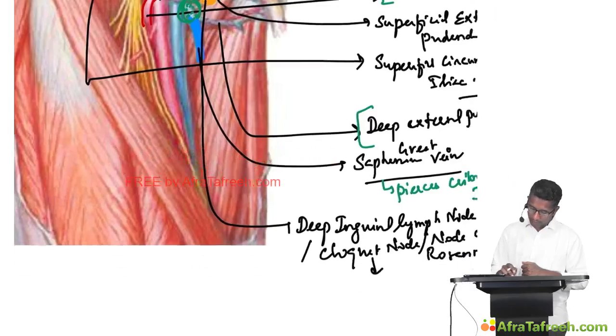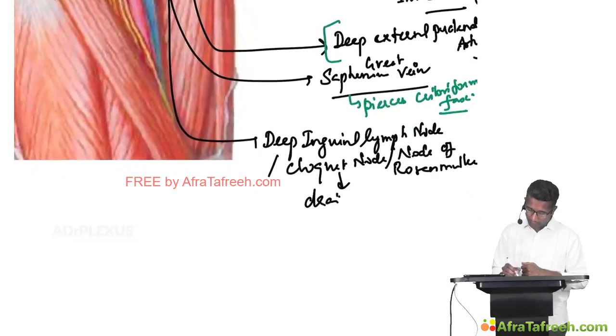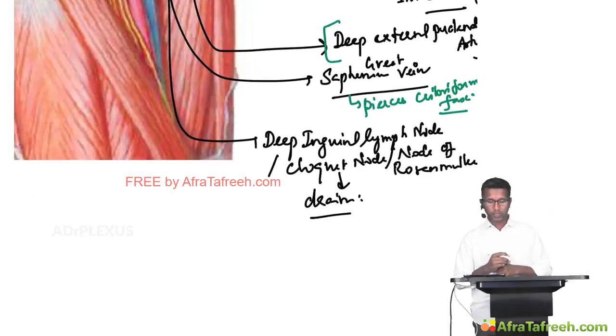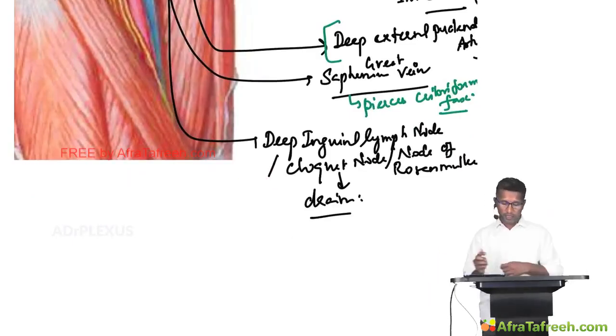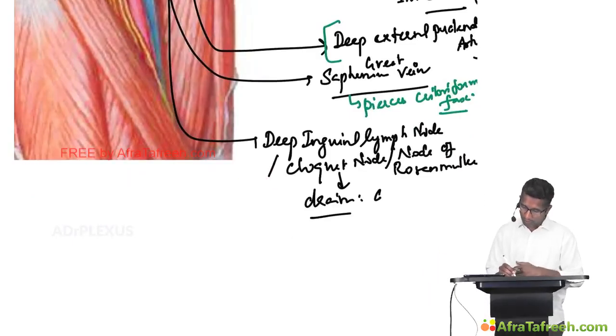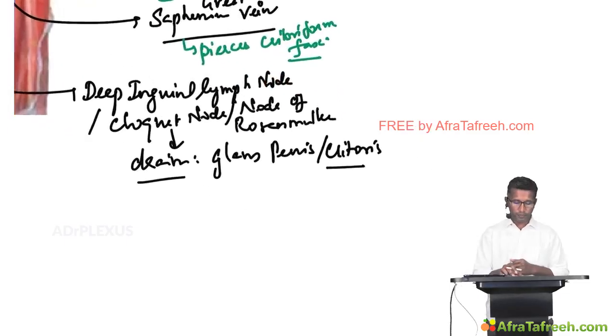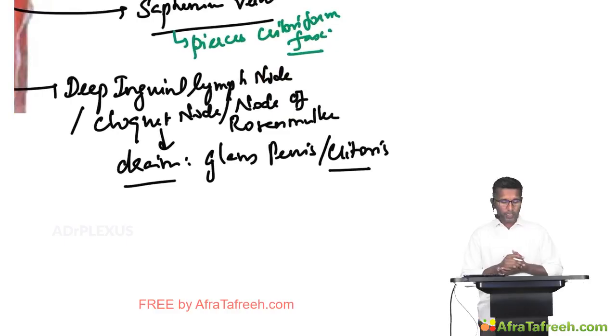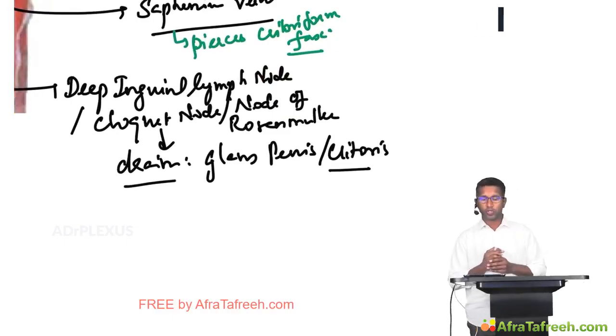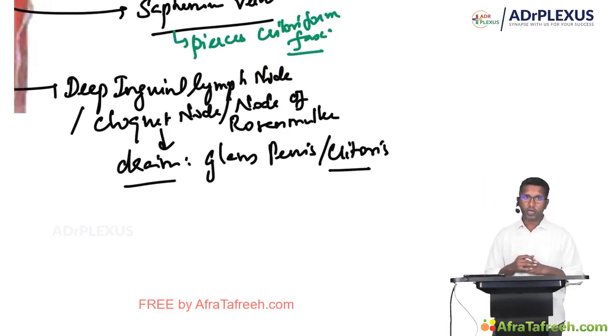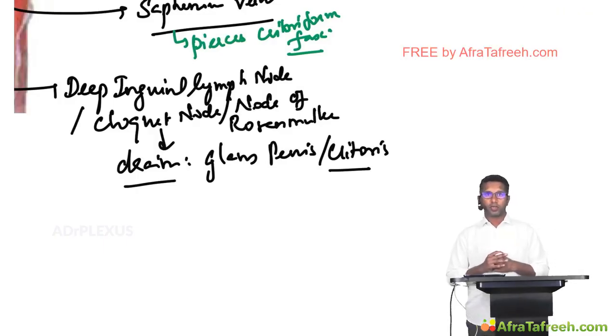Anybody, guys? Deep inguinal lymph node drains... okay, this is an important question, an important MCQ question. Deep inguinal lymph node drains the glans penis. Yes, very good, Dolphin. It drains the glans penis in the males, and it drains the clitoris in the females. Glans clitoris and glans penis are drained by the deep inguinal lymph nodes, guys. Deep inguinal lymph node is also called the Cloquet lymph node, also called the nodes of Rosenmuller.